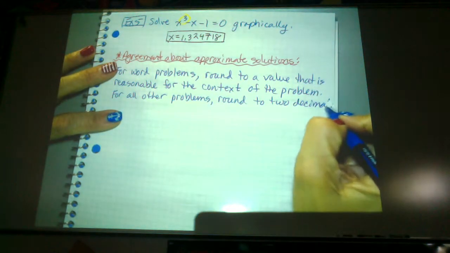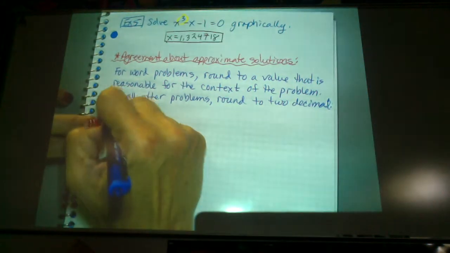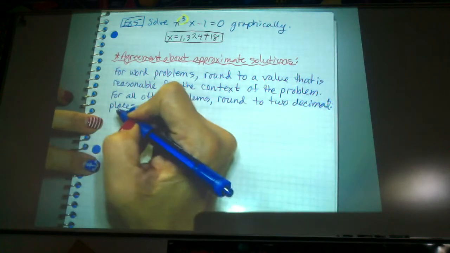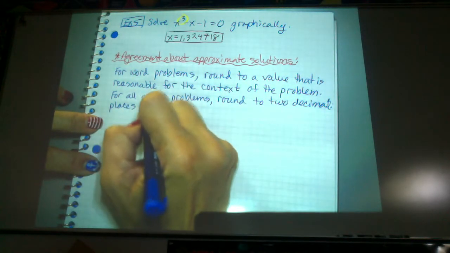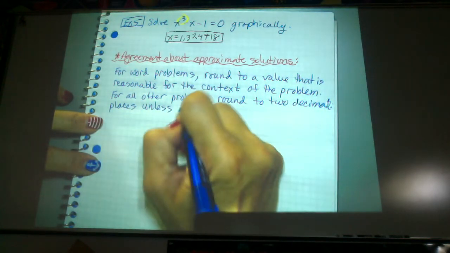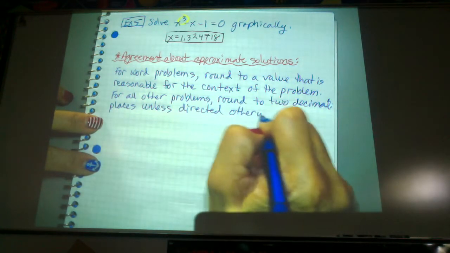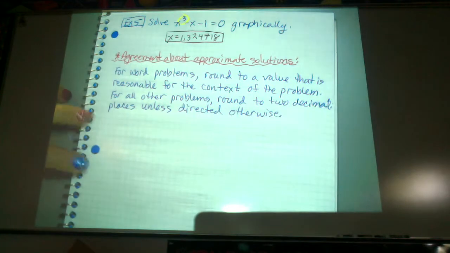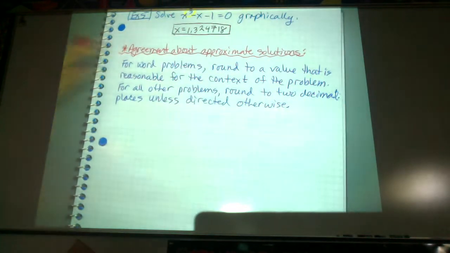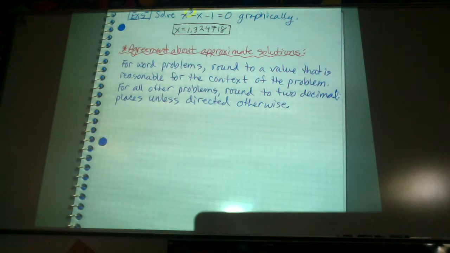Round to 2 decimal places, unless directed otherwise. Lawyer must have written this one right. So if there's no mention on how to round, and they say to estimate, but there's no mention, then it's assumed it's 2 decimal places. And that's typical practice for most mathematicians.